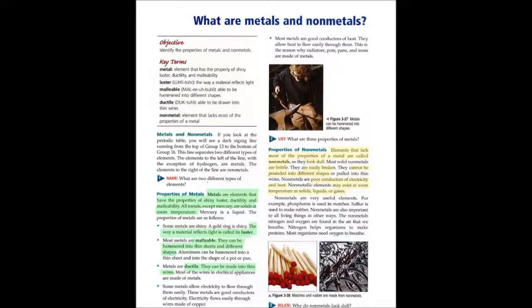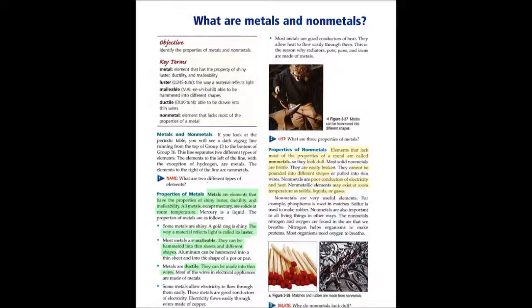What are metals and nonmetals? Objective: identify the properties of metals and nonmetals. Key terms: metal, element that has the property of shiny luster, ductility, and malleability.